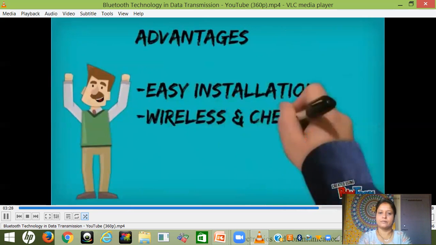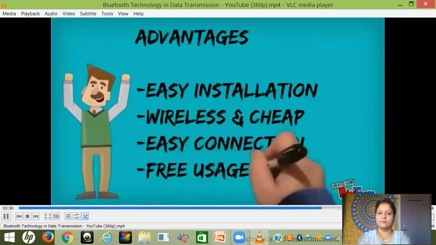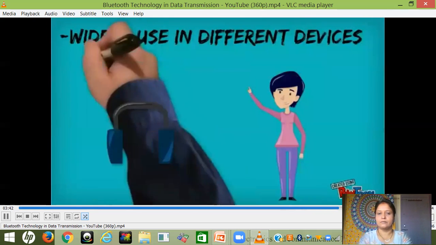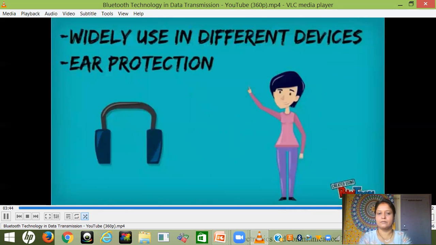It is a wireless device, so it is cheap. It can easily be connected with different devices. We can freely use it if the device has already installed the Bluetooth technology. It is widely used in different devices. It reduces possible health risk from radiated cellular headsets by using a Bluetooth-enabled earset.